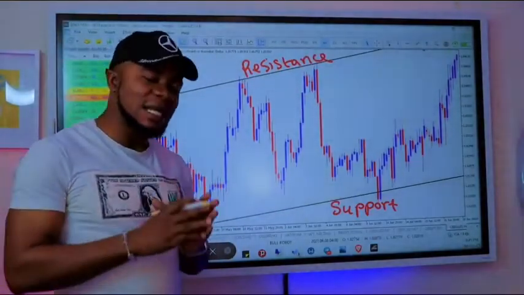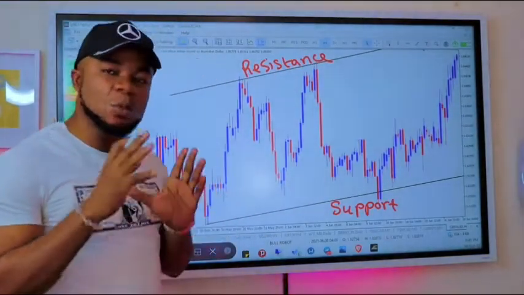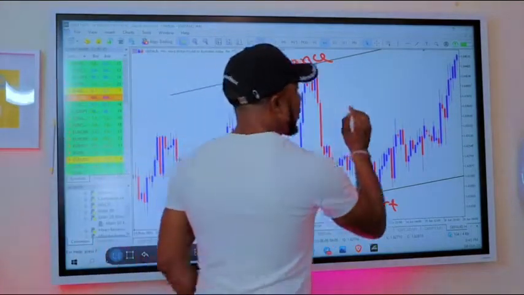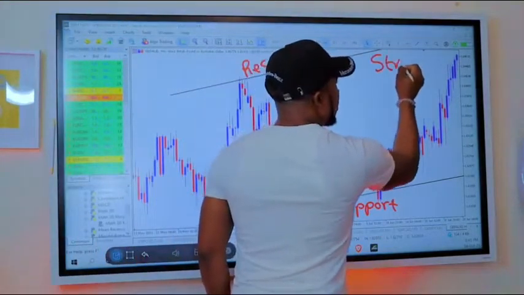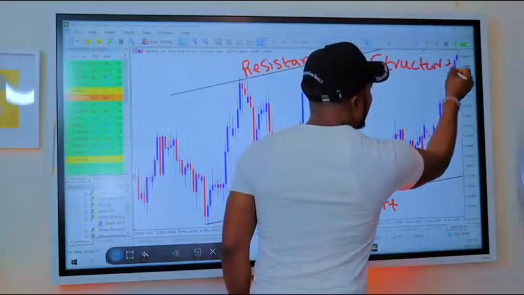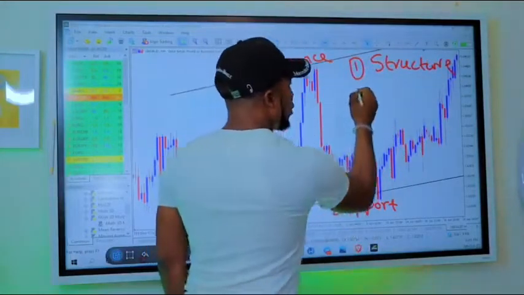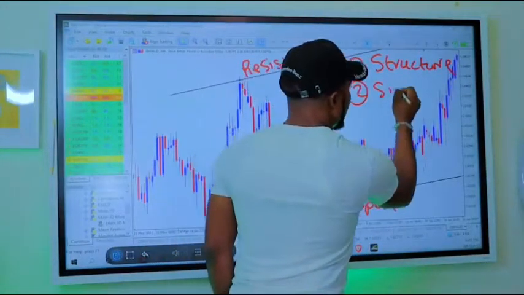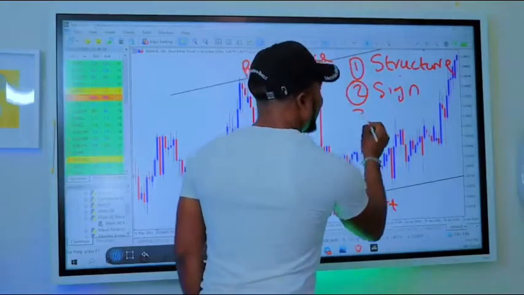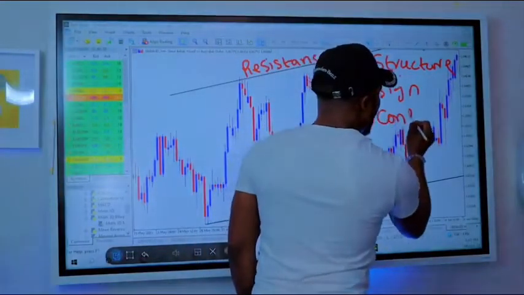The system to come up with any signal: you have what? You have a structure. You need to be able to have a structure, number one. You need to now have a sign, which is number two. And number three, you need a confirmation.